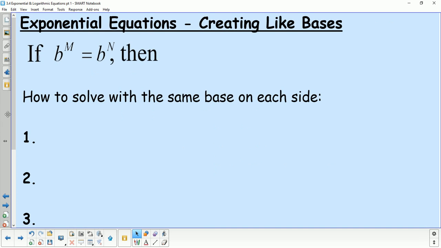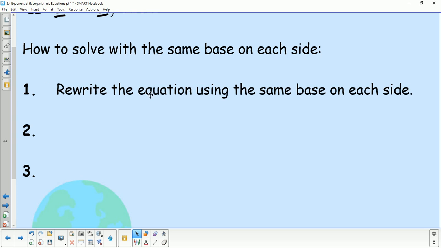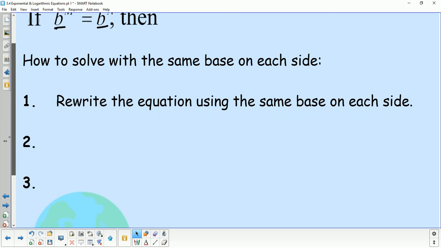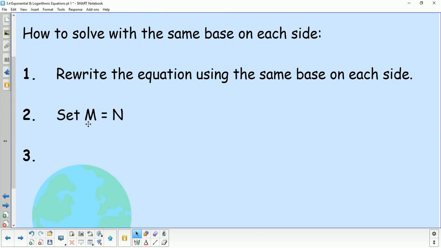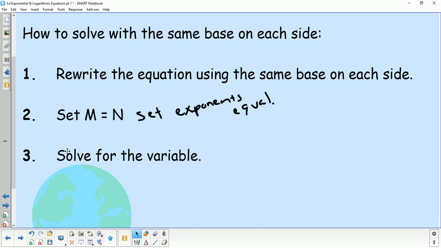So first one, if we are going to create like bases, ideally you'll notice that B and B, our two bases, are the same. So if this is the case, then we're going to be able to solve by just setting m equal to n. So the idea is to rewrite each equation using the same base. Now they're not always going to be as simple as seeing them as the same base, and when we do an example you'll see that. You may have to change your base a little bit. Once we do that, we just set m equal to n, which means set the exponents equal, and then we're going to solve for the variable.